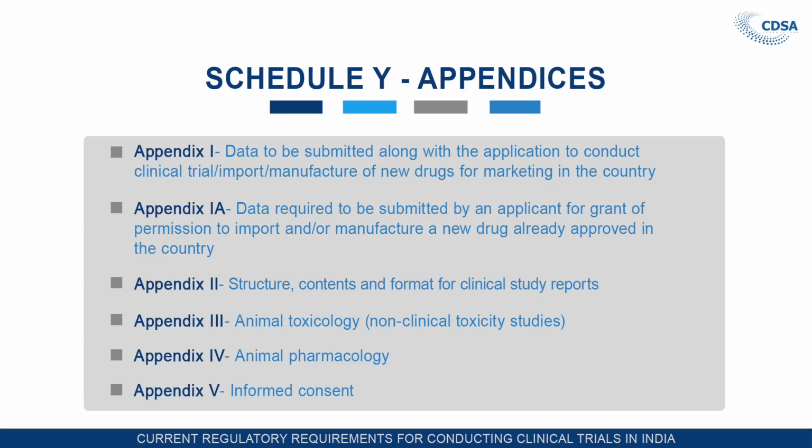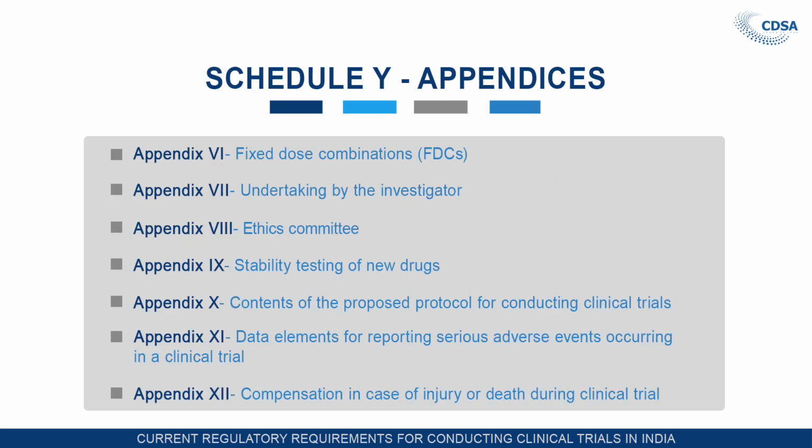Appendix 4 is animal pharmacology, about the safety of the drug in animals. Then Appendix 5 is informed consent. The informed consent form and its elements are given in Appendix 5. Appendix 6 is the fixed dose combination drug. Here the types of FDC have been given; it has been divided into 4. We will see in detail in our next lecture all these appendices. This is just the overview of the appendices.